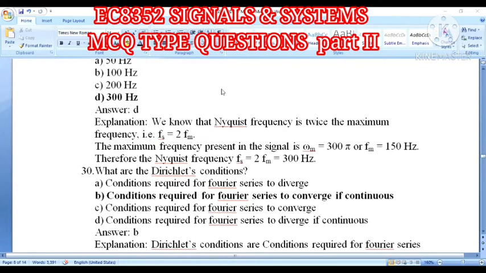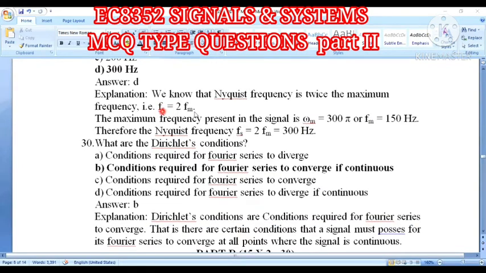Nyquist frequency is nothing but twice the maximum frequency. That is Fs equal to 2Fm, exactly equal to 2Fm. Fs greater than or equal to 2Fm means sampling. Fs less than 2Fm means aliasing. Am I clear? Right. So Fs equals 2Fm.